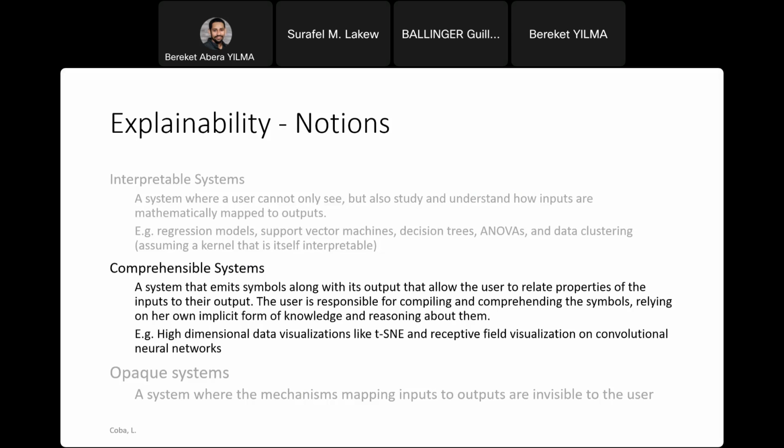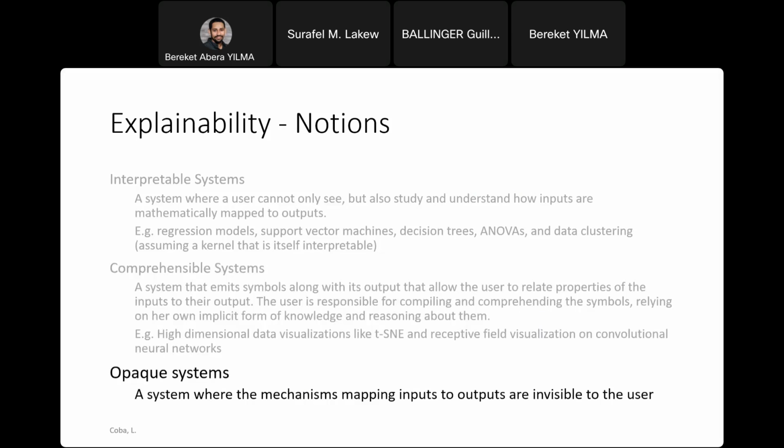And then we have opaque systems. These are the worst. We don't know what they do. They might do it right, they might do it wrong, and we don't know why.